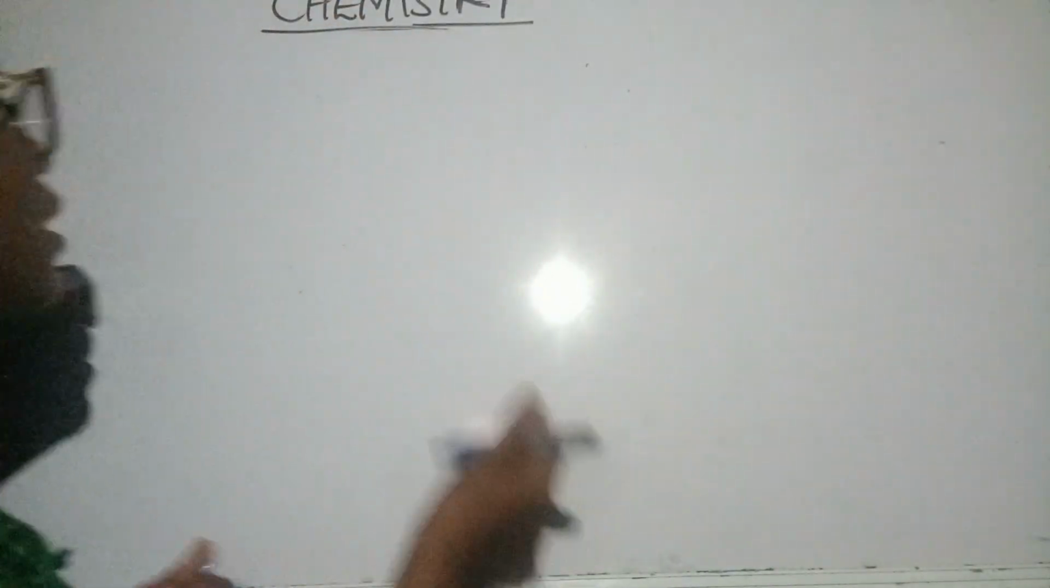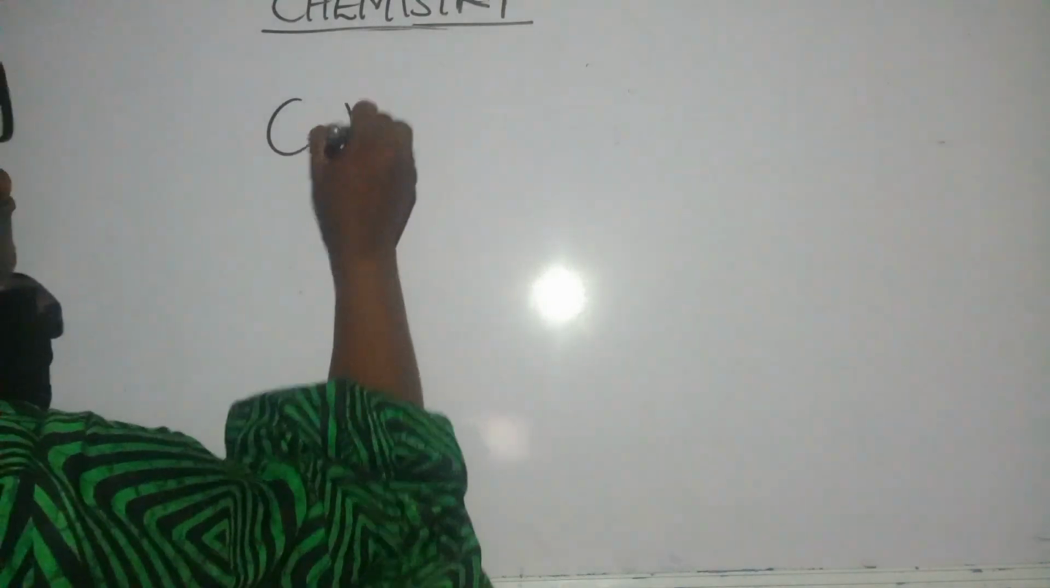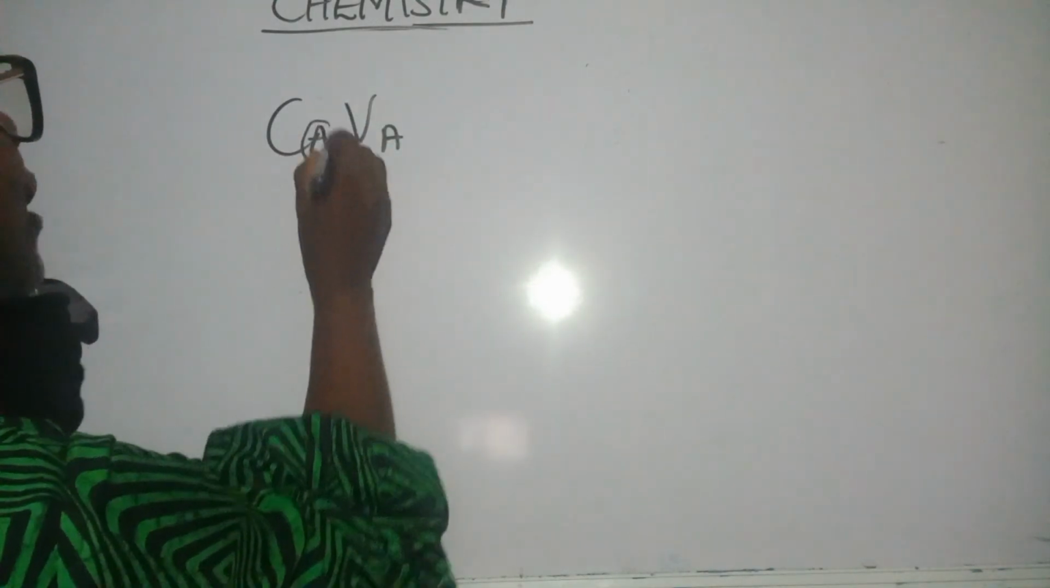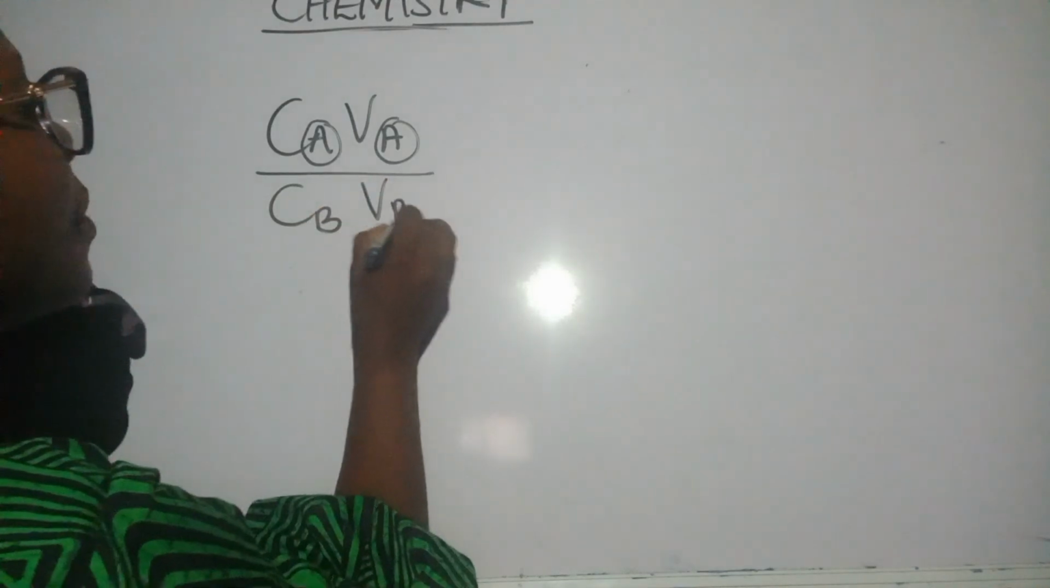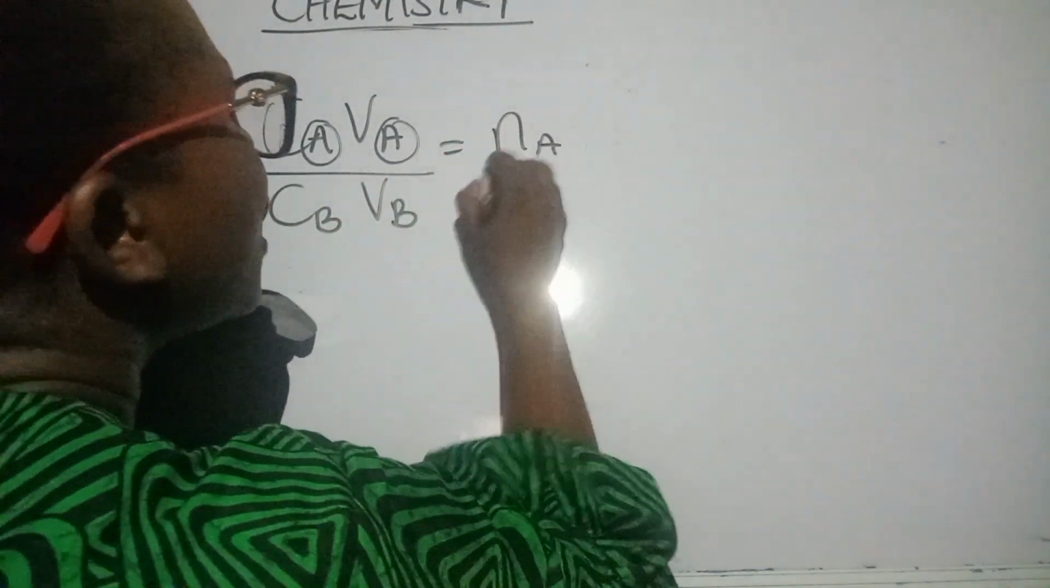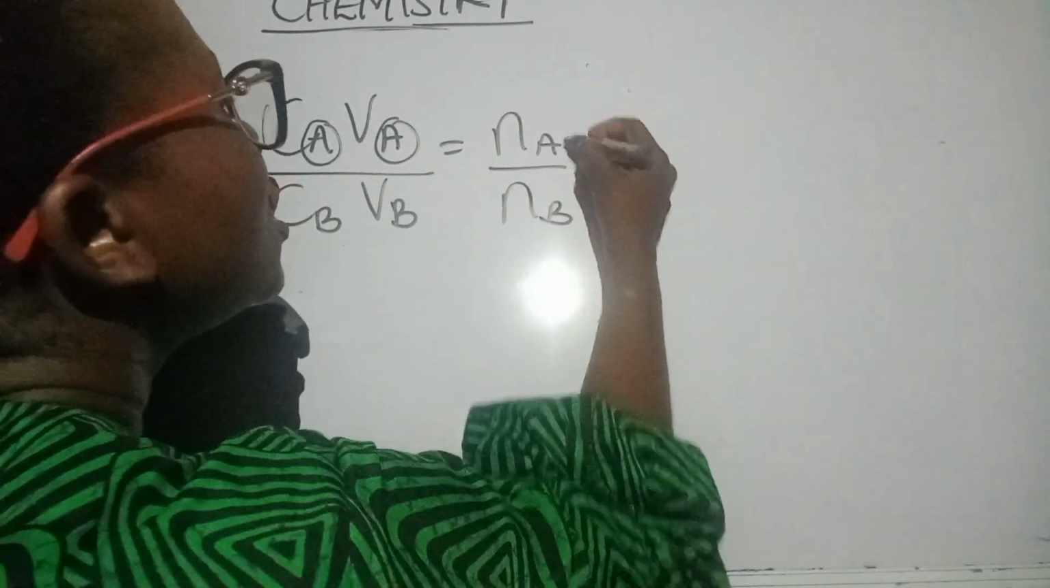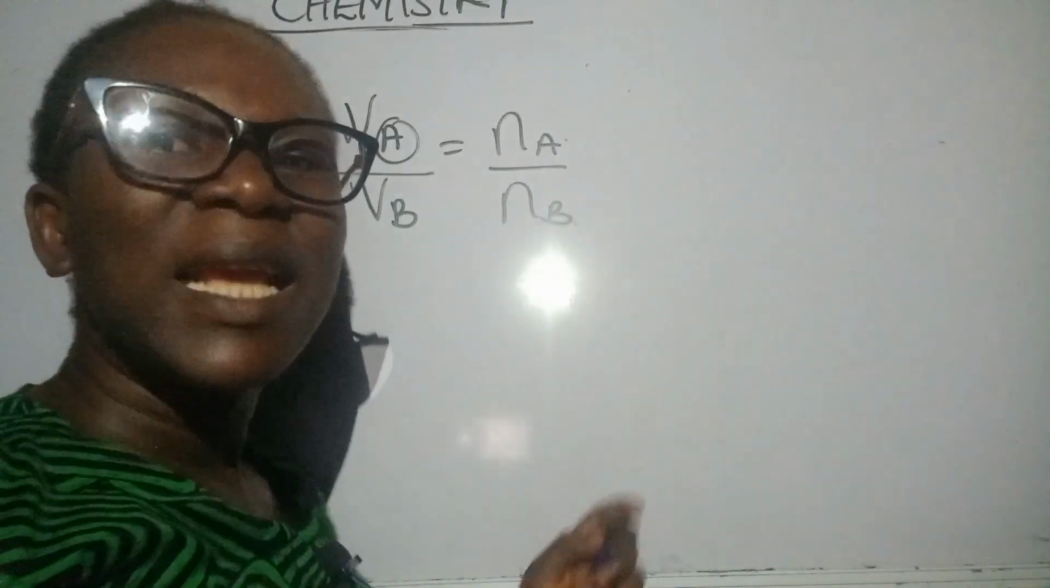And for your calculation as well, you have three formulas that can be useful for you. That's the CAVA over CBVB, provided whatever is inside the burette is labeled A, and whatever is inside the pipette is labeled B. Now, this will be the number of moles from the balanced equation of reaction.